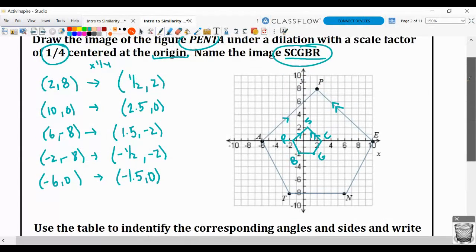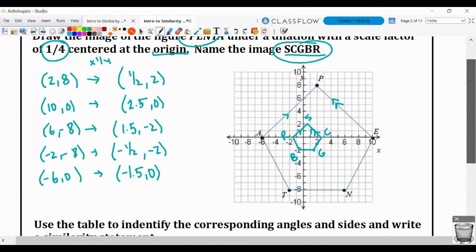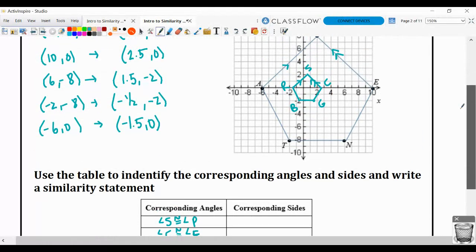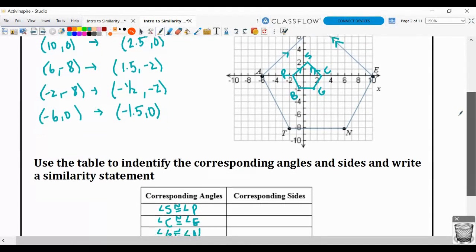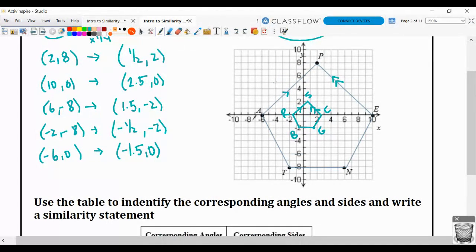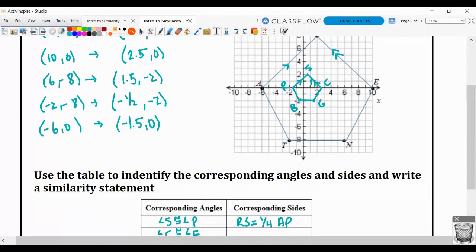The sides are not congruent. We know that, right? They're each going to be 1/4 of the length. So I'm going to figure, and there's a variety of ways I can do this. I want to use the scale factor in writing this out. So I'm going to start with RS. RS is 1/4 of what? Of is multiplication in math. So 1/4 of AP. Oh, right? This is 1/4 of what it's parallel to.